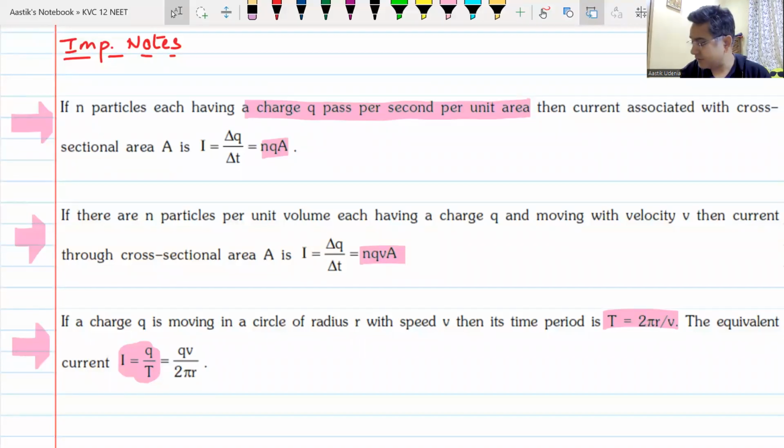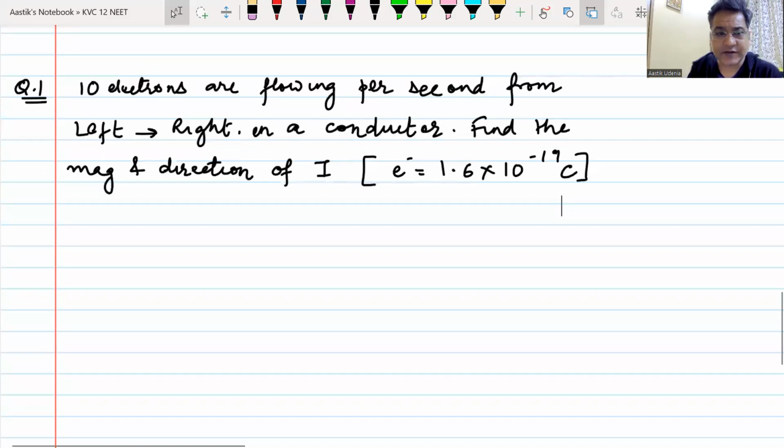So now we move ahead. We have understood this concept. Let us do a sample problem. And this is the sample problem that is coming up. 10 electrons are flowing per second from left to right in a conductor. Find the magnitude and direction of electric current. If you don't know the charge of an electron, the charge of an electron is 1.6 into 10 raised to the power minus 19 coulombs. That is the charge of an electron.